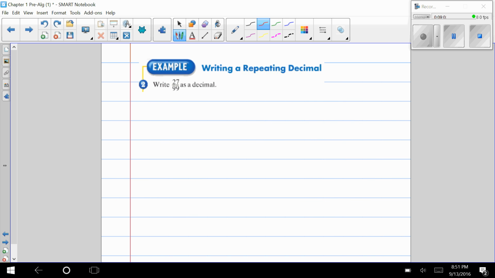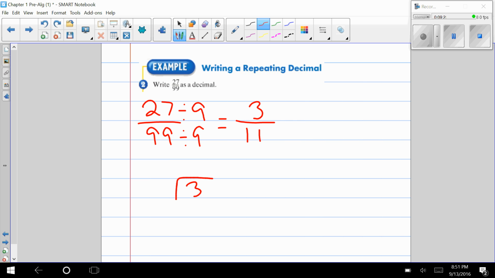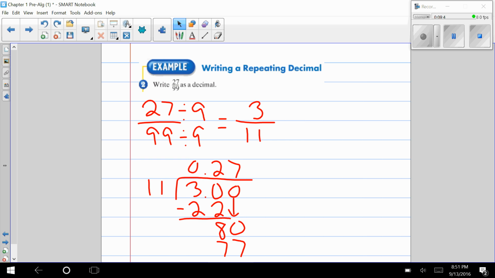Now we are going to write 27 over 99 as a decimal. To start, let's make it a little simpler. We know that 9 goes into both 27 and 99. So this reduces to 3/11. Now this makes our problem just a touch simpler, so we can divide more easily. We're dividing 3 by 11. Add my 0, my decimal. I know that 11 goes into 30 2 times, which makes 22 with 8 left over. Add my 0, bring it down. That'll be 7, 77.